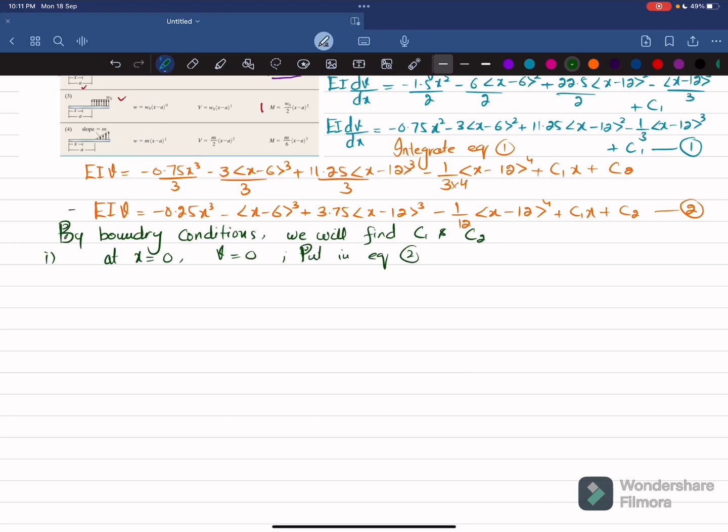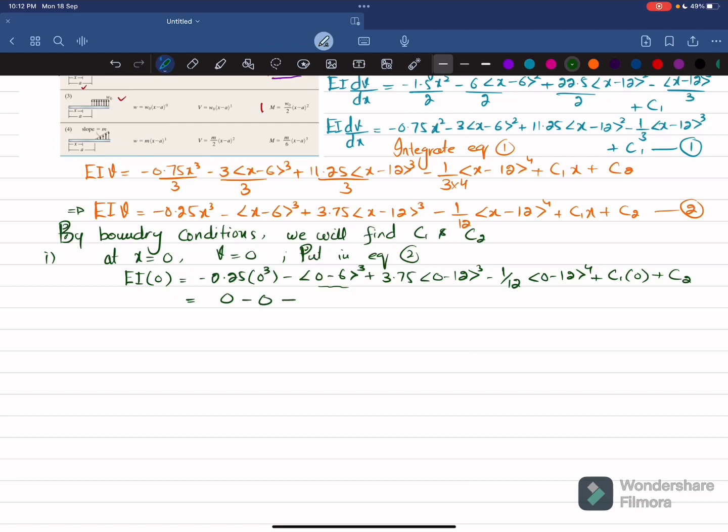So when you put it in this equation, EI into 0 = -0.25 times 0³ - ⟨0-6⟩³ + 3.75⟨0-12⟩³ - 1/12⟨0-12⟩⁴ + C1 into 0 + C2. So you can see this will give you 0, and this will be minus 6. Anything inside the Macaulay bracket that is negative will be considered as 0. So minus 0, plus this term will also be 0 because minus 12 in the Macaulay bracket will be 0. This will also be 0. C1 into 0 is 0, plus C2, and this is equal to 0. So from here you will get C2 = 0.